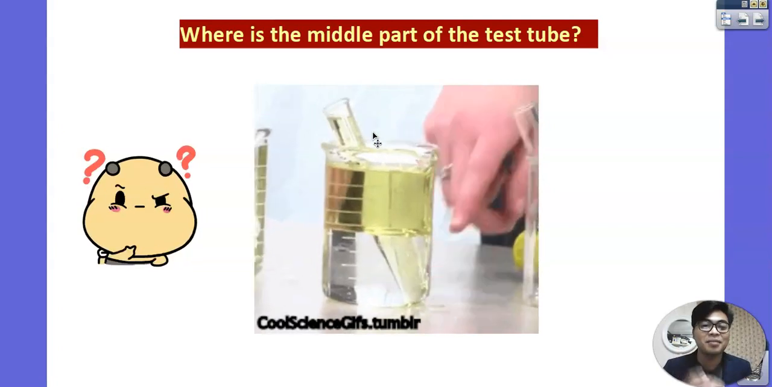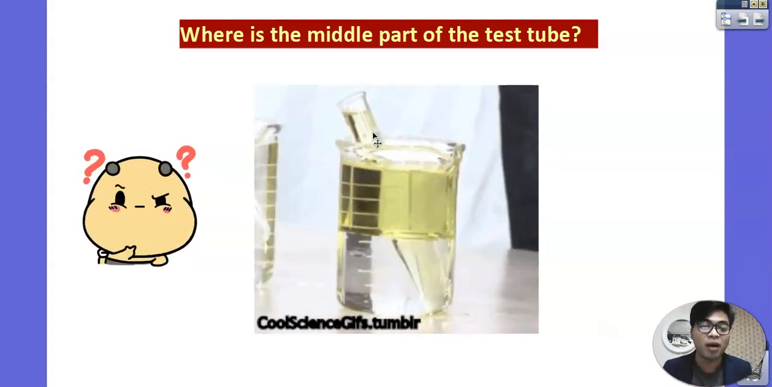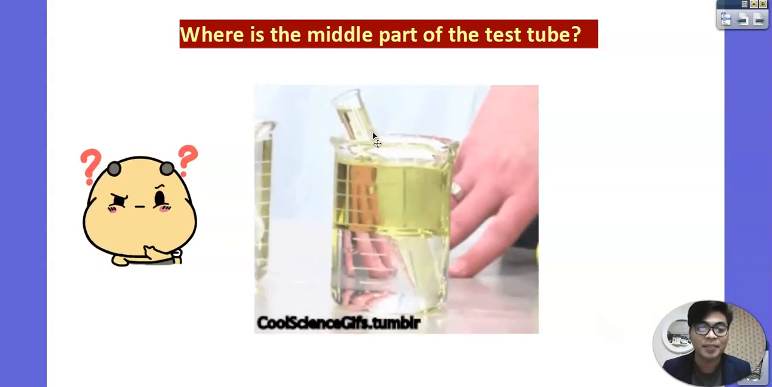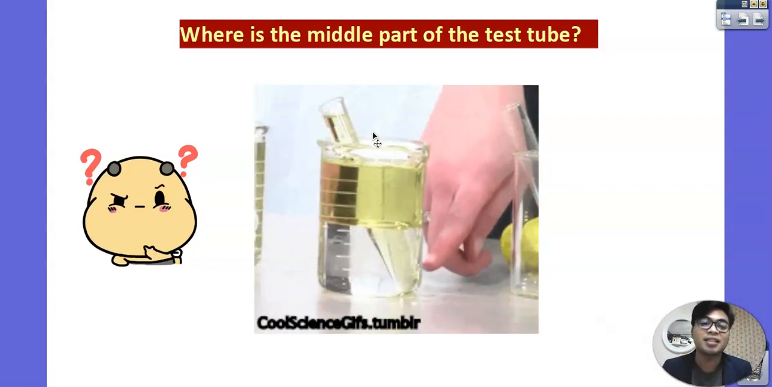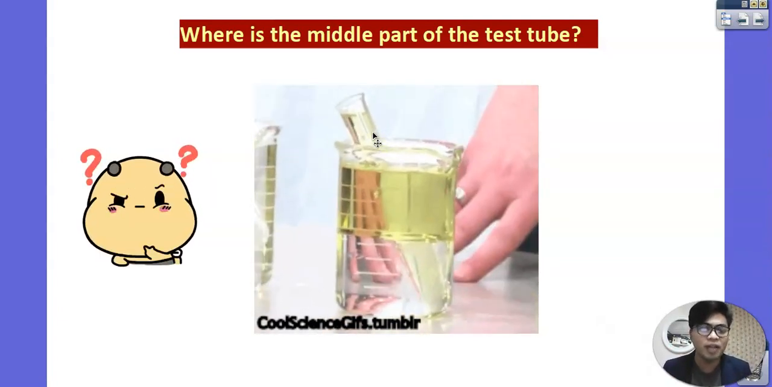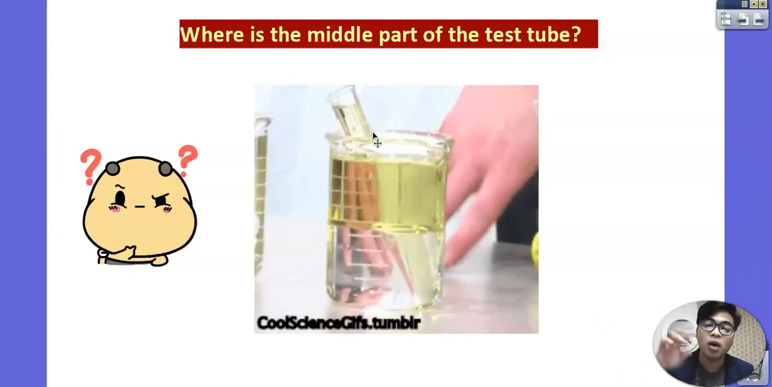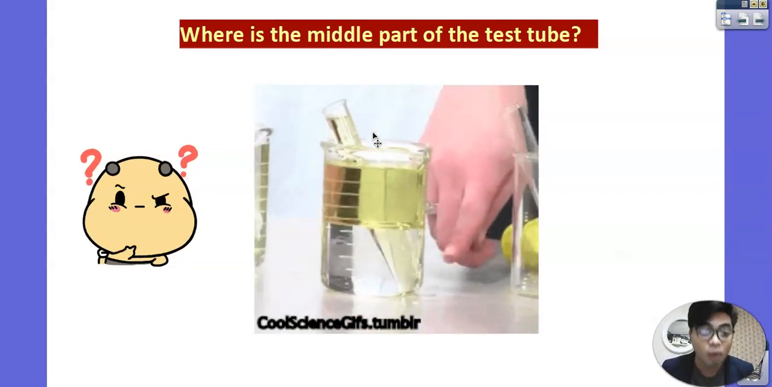So I have here a beaker, and I have there an oil which is mixed with water, and of course the oil is less dense, so it goes higher up, and the water just sinks there in the beaker, and I put oil on the test tube. So if you notice, when I put the test tube on the beaker there, the middle part of the beaker disappears. Why do you think that is?